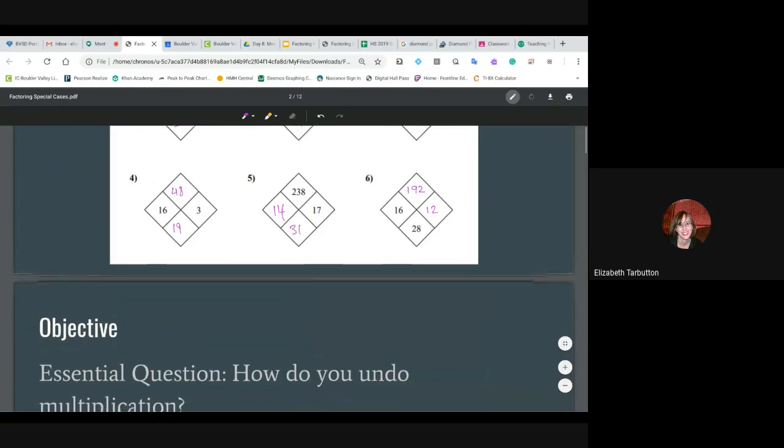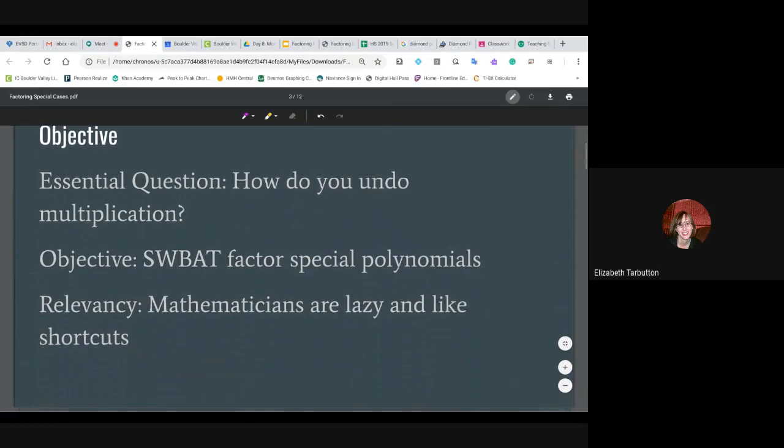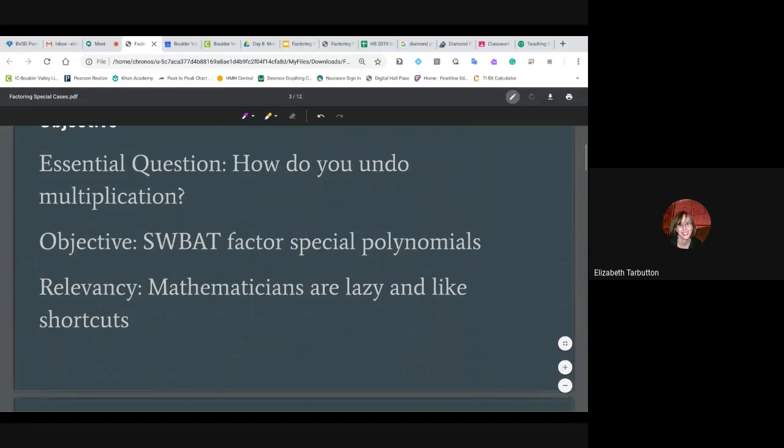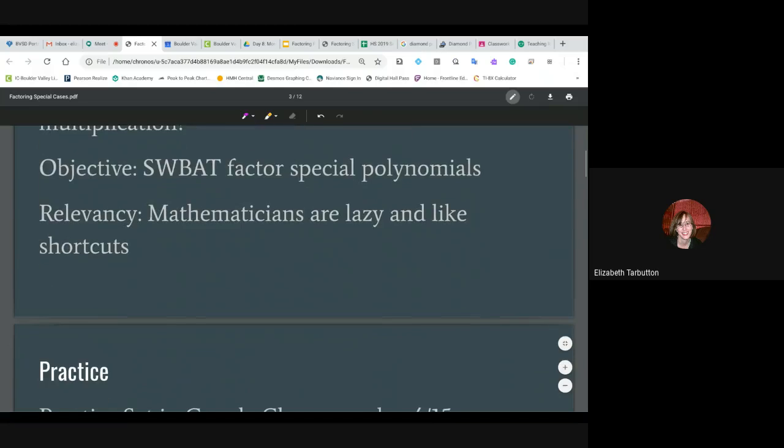Taking a look, objective. How do you undo multiplication? We know that factoring is how we undo multiplication. And in this case, we're looking at how do we undo multiplying polynomials, which is a little bit trickier than just something like 3 times 5. So today you're going to be able to look at special cases of polynomials. Mathematicians are super lazy and we love shortcuts. So some of these special cases for factoring have some shortcuts, which are really great.